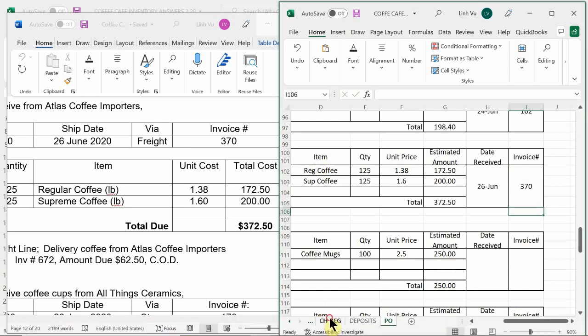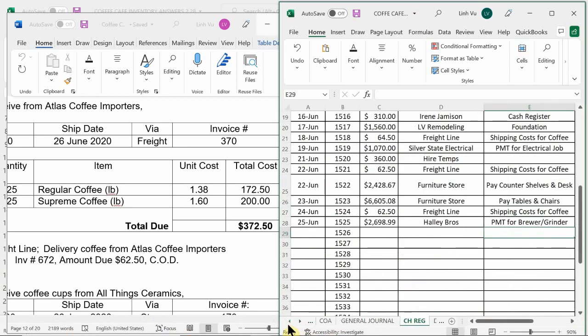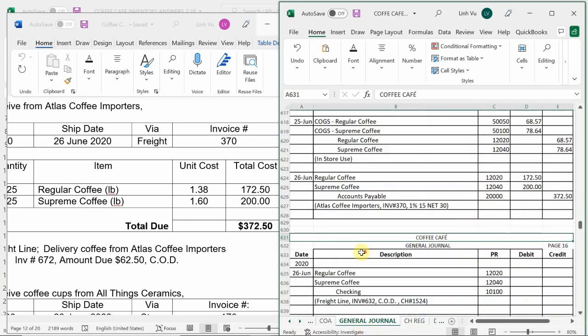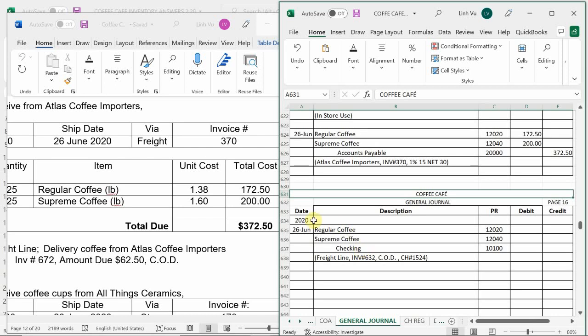That ensures that I received my inventory, because I just made a couple batches of purchase orders, and I have to match my purchase orders to my actual invoice. There you go. And of course, we also have to write a check for $62.50, and this is invoice number 672.